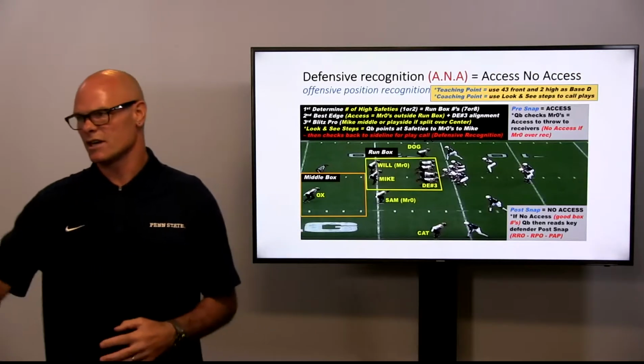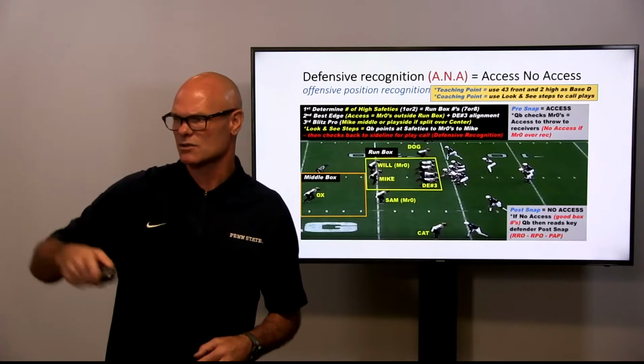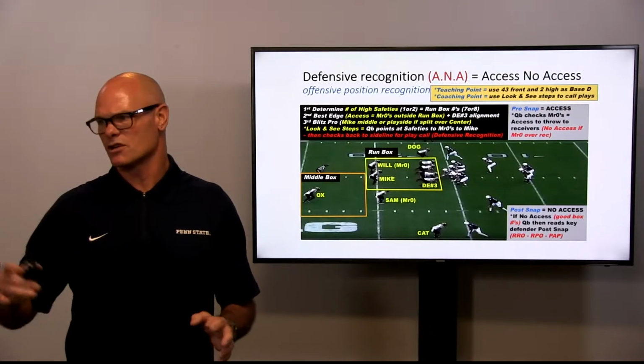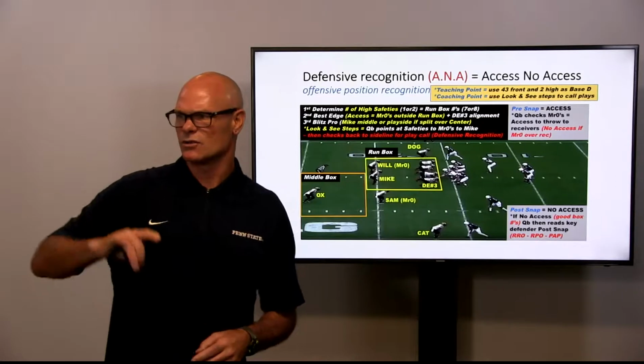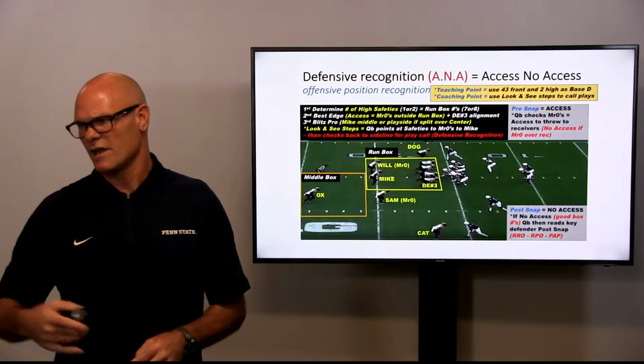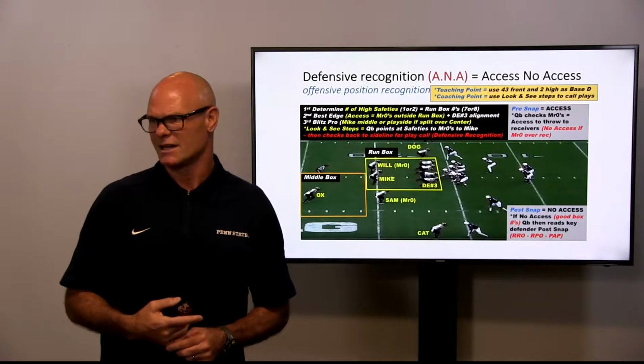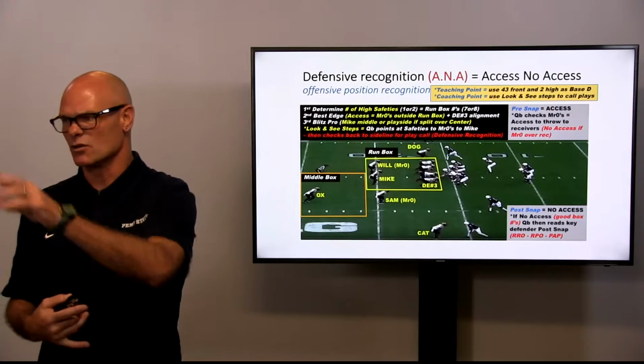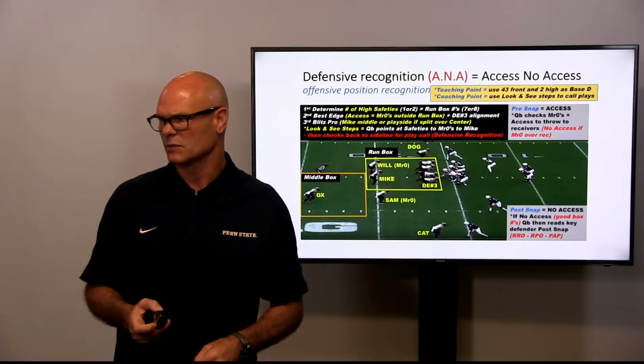Defensive recognition then, here's a diagram of it. You can see the box with the backers, the Will, the Mike, the Mr. Zero. The dog there is to the upper part of the picture, and then the cat would be the strong side. Ox is the strong side.